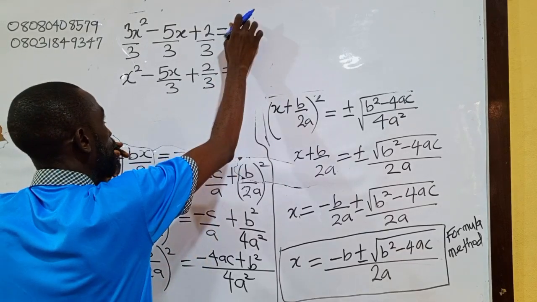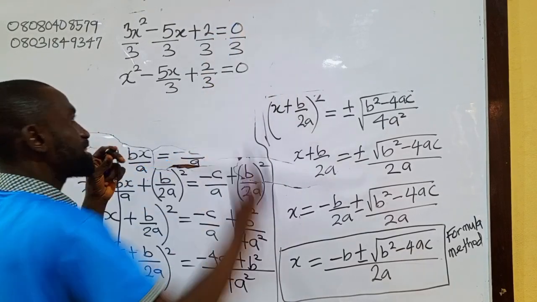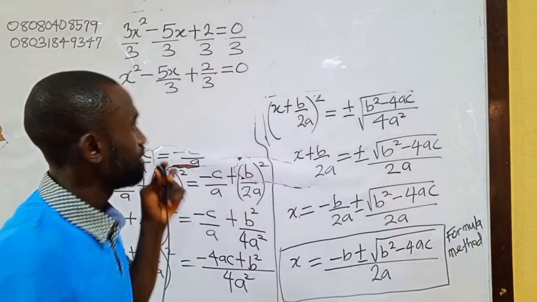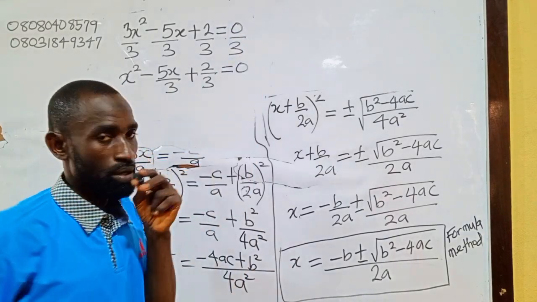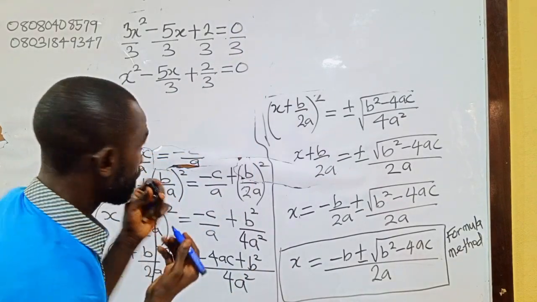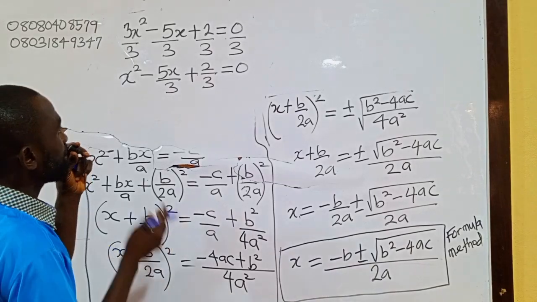Is 0. 0 over anything is what? Is 0. But anything over 0 is undefined. So let us proceed. What's next, class?